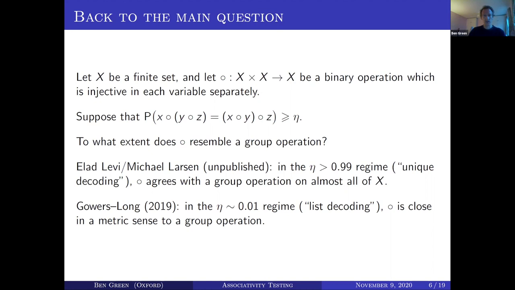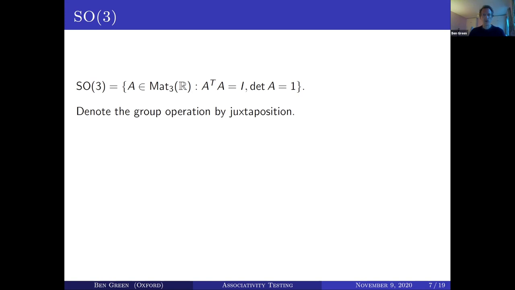So actually, here is that example. Throughout a lot of the talk, I'm going to be referencing this example, which takes place in the group SO3, the rotations in three-dimensional Euclidean space, orthogonal rotations. So this is 3x3 matrices, which are orthogonal with determinant 1. I'm going to be talking about this a lot, so we'll denote the group operation just by juxtaposition.